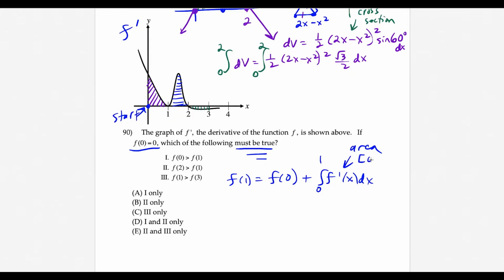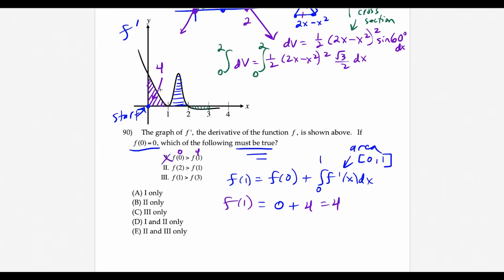from 0 to 1. So what we have here, this is going to be equal to 0 plus, and let's say this area over here, for these questions, you could just make stuff up. But I don't know, let's say this area here was equal to 4 square units. Then this would equal 0 plus 4, which is equal to 4. And f of 1 would be equal to 4. Remember, f of 0 is equal to 0. So now you just think about this. Is 0 bigger than 4? Definitely not. This is out.